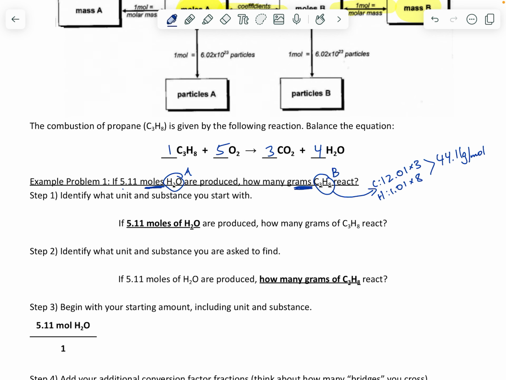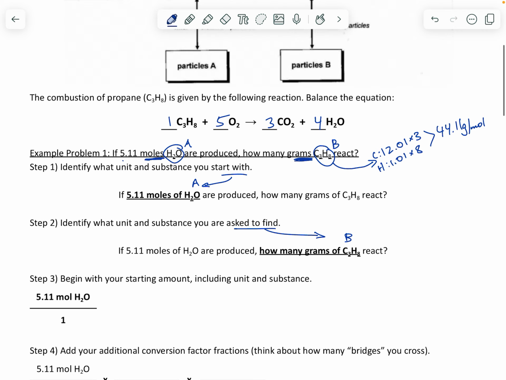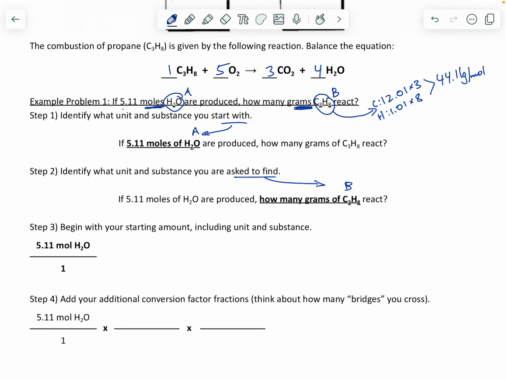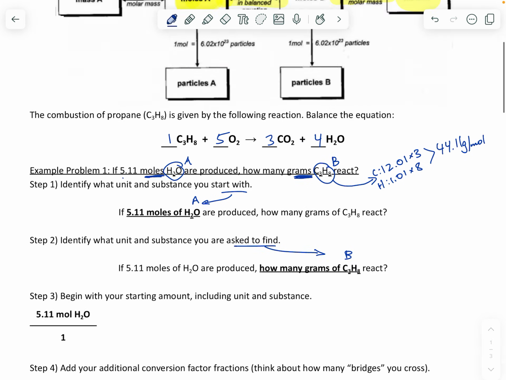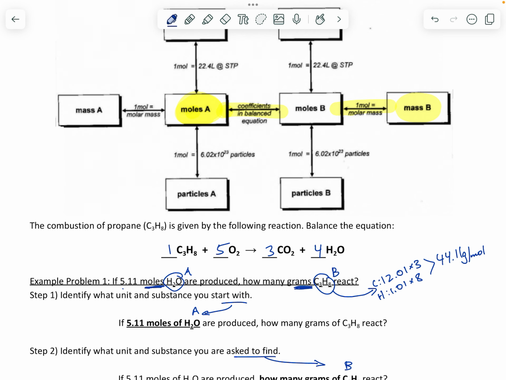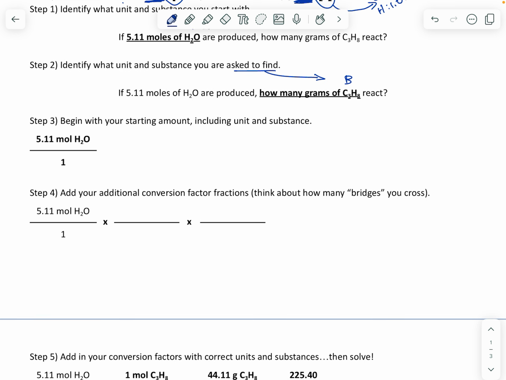So you identify what substance. We said moles, and this is A, what we start with. Start with is always A. Asked to find is always B. So you're dissecting the problem and identifying first: your starting amount, including unit and substance, just like we've done before. How many bridges do we have to cross? We have to cross the coefficient bridge to go from A to B. We have to cross the molar mass bridge to go from moles of B to mass of B. That's 2 additional factor fractions.